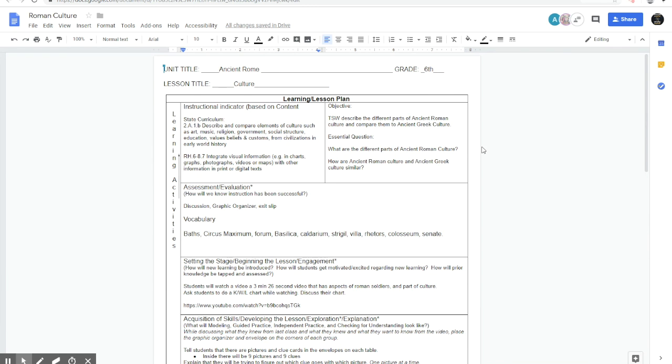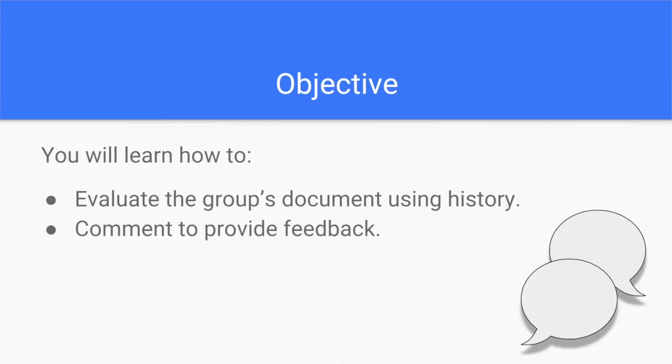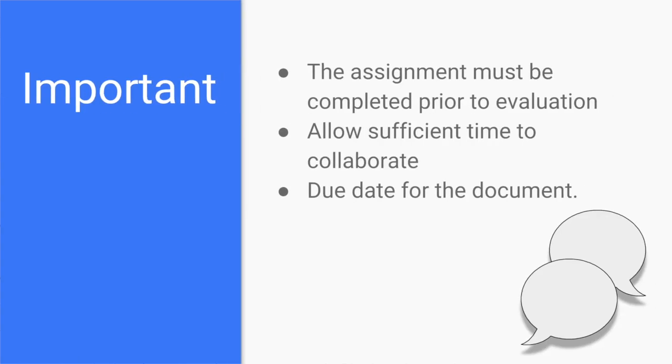Thank you. Welcome to Module 3, our last module, where we will learn how to evaluate the group's document using the version history and comment on the document to provide feedback. Now, before we begin, it is important that the collaborative assignment is completed before evaluation. There should be sufficient time for learners to collaborate and complete the document and a due date for when the document should be shared for evaluation.